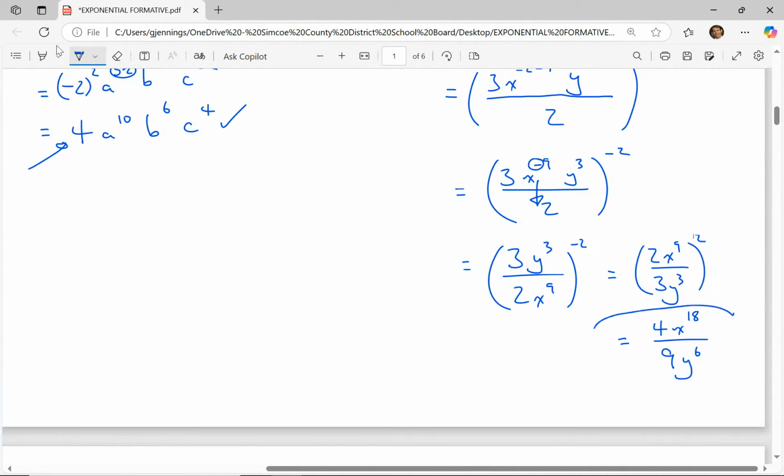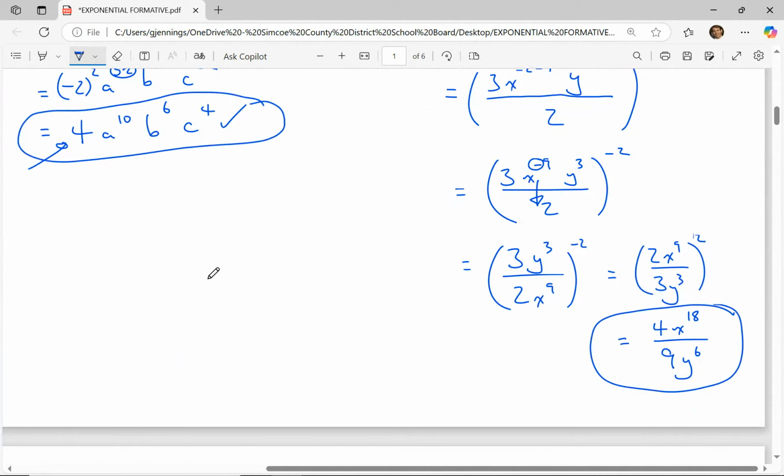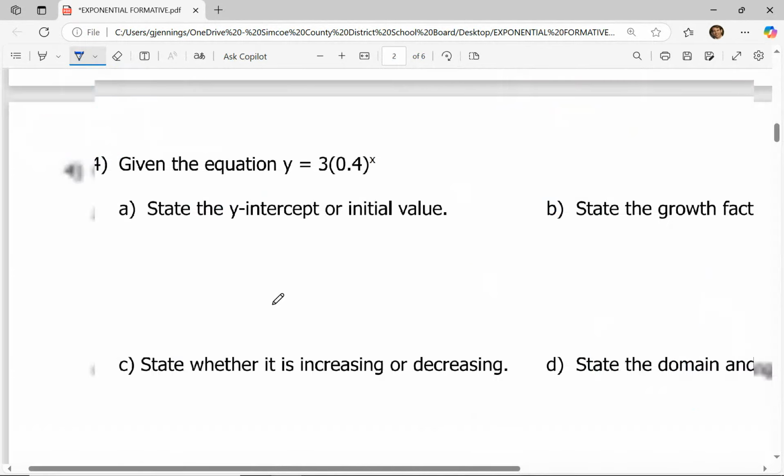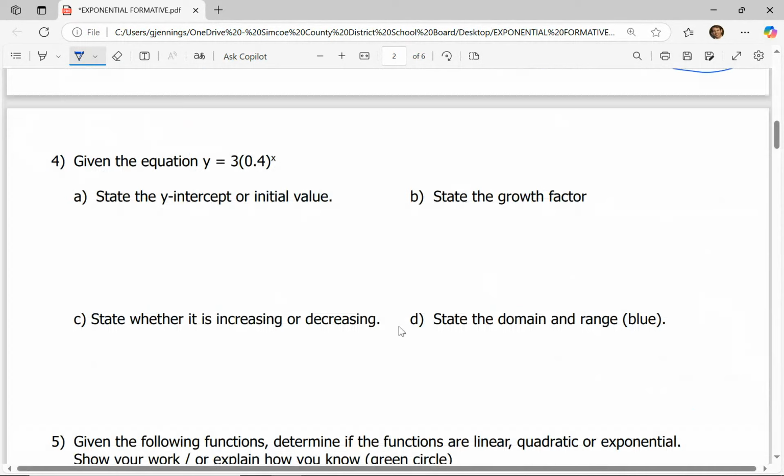All right, let's keep going. Now, this one, I give you an equation and you tell me stuff about it. When we're looking for y-intercepts or initial values, we can always just let x equal 0 and figure out what we get. That's a strategy for any function because all along the y-axis, the value of x is 0. So you can always just plug it in.